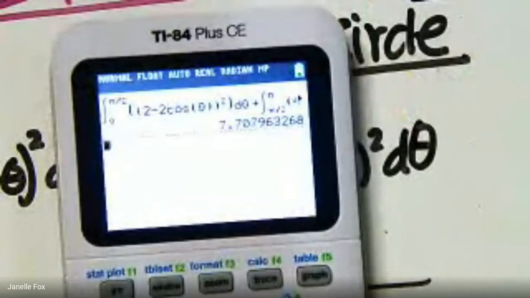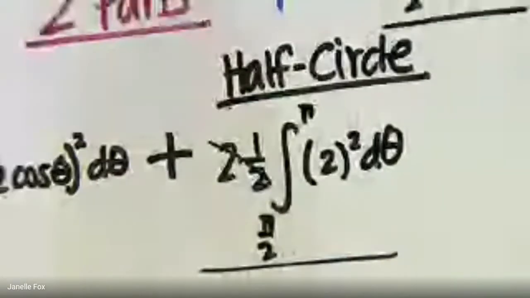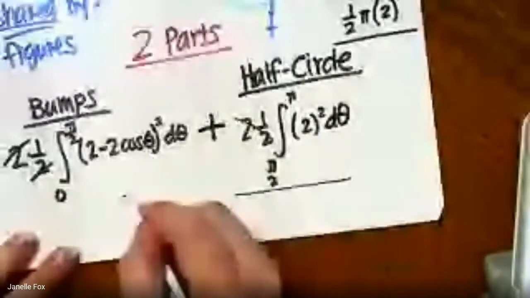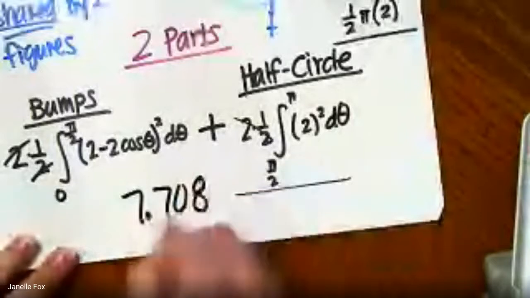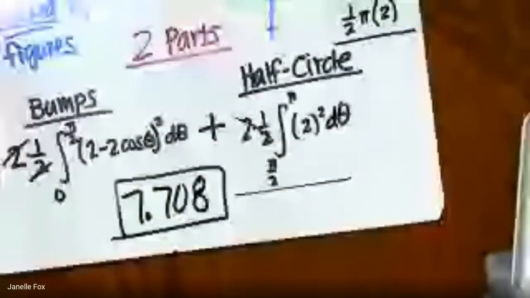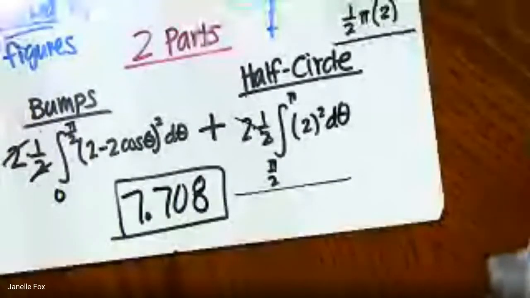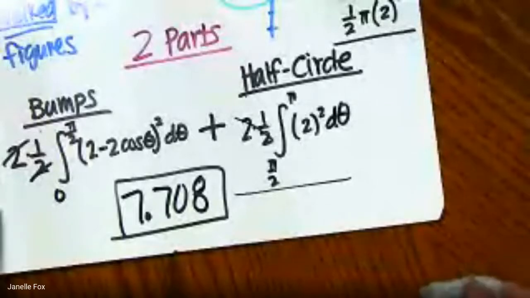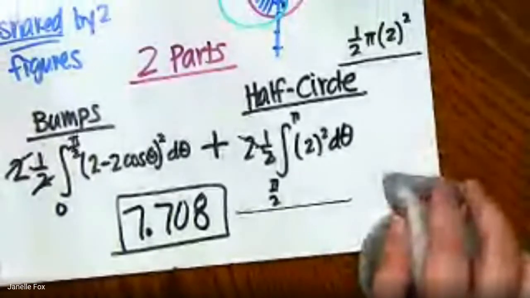And ta-da, we have a beautiful answer of 7.708. That is the correct answer for this question number 3. So 7.708 is the correct answer. There we go. All right, we only have one last question, number 4. So let me get this erased, and we're going to go for our last question.